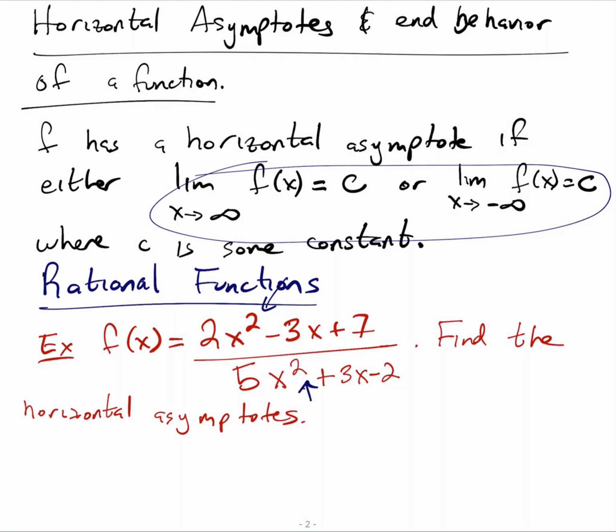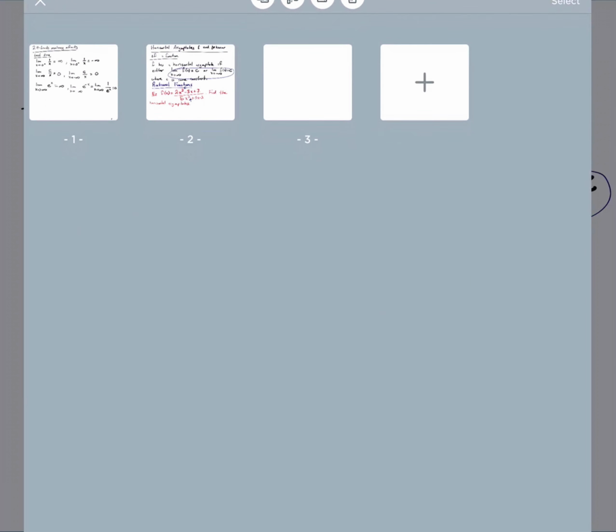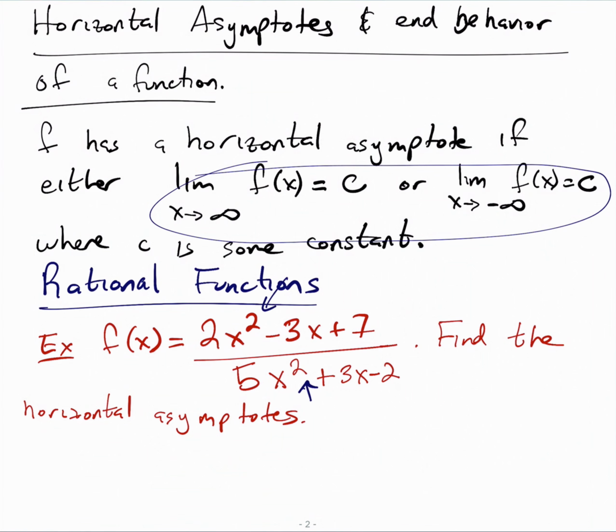But really, what you need to do is actually just this: find the limit as x goes to infinity, and then find the limit as x goes to negative infinity. So I'm going to show you the technique to evaluate these, which is a little bit different than what we've done so far.